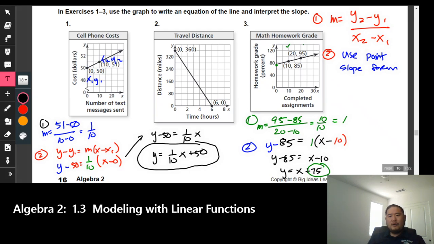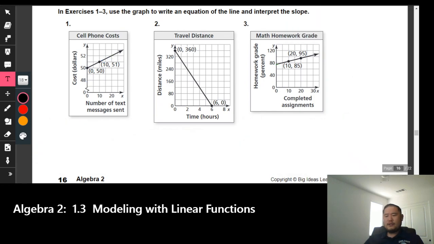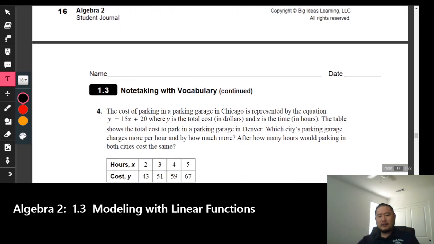So there you go. 2 steps in finding an equation of a line. First, find the slope, if that's not given to you. Second, use point-slope form with one of the given points to find the equation of the line.